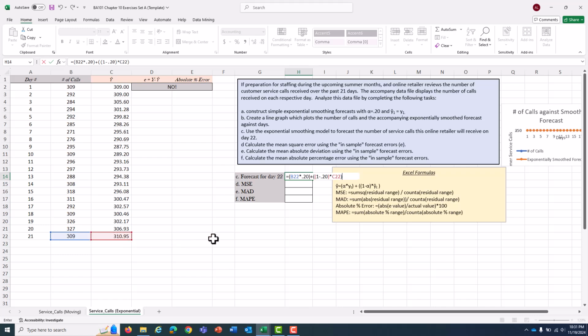Close that parenthesis, and using this model, we don't have actual information for day 22 because it hasn't happened yet, but using this model that we have right now, we are definitely going to make a fairly accurate prediction that we are going to need enough people to handle 310.56 calls on day 22.